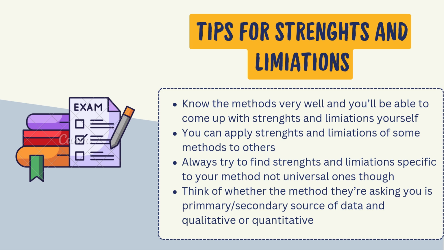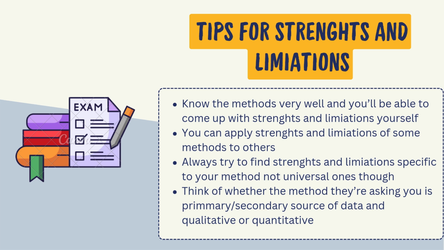So instead of memorizing them, really understand the methods and the strengths and limitations of a couple, especially the general universal ones of secondary and primary data and qualitative and quantitative data, because that's my biggest tip in an exam. If you can't come up with any strengths and limitations, just think, okay, is the method they're asking me primary or secondary source of data, and qualitative or quantitative, and then you can find strengths of those that apply to your method. If you explain it, because you know the method really well, you can explain how it has that strength or limitation and why, then you already get the marks.